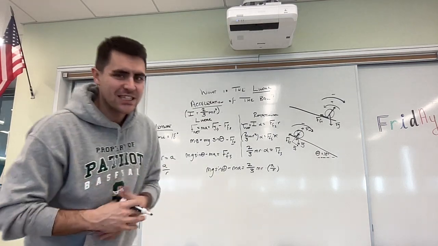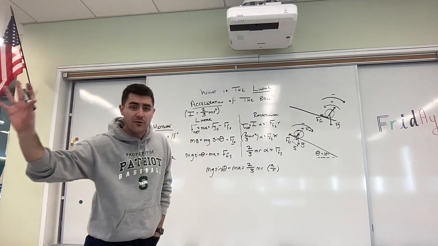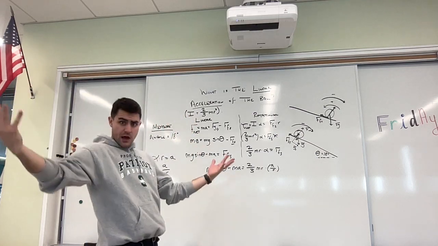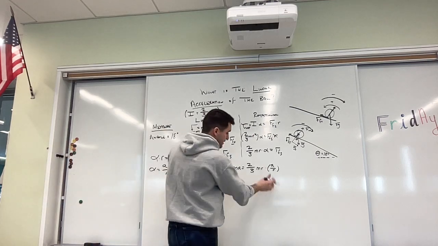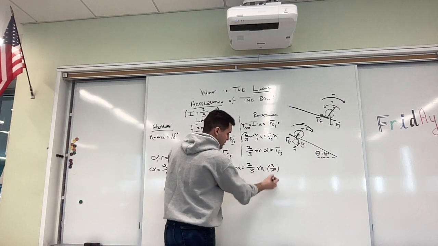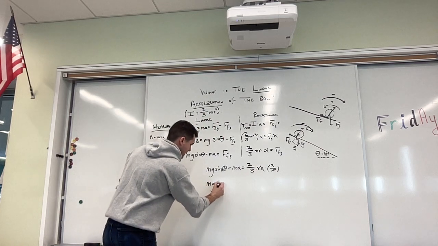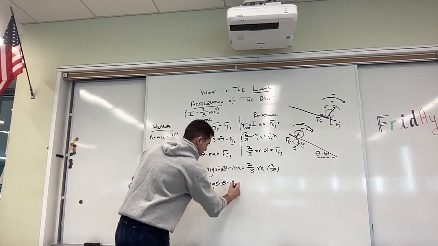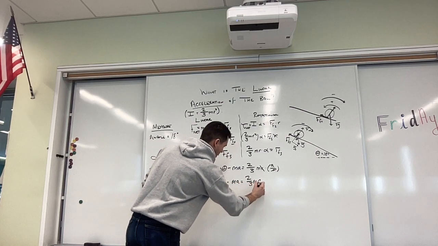When I make that substitution, some things start to happen. Number one, I've eliminated that alpha as a variable. Now it's A. I replaced one of my unknowns with a variable I'm solving for. What also happens is that this R and this R disappear. So I'm left with mg sine theta minus ma is equal to 2/3 ma.